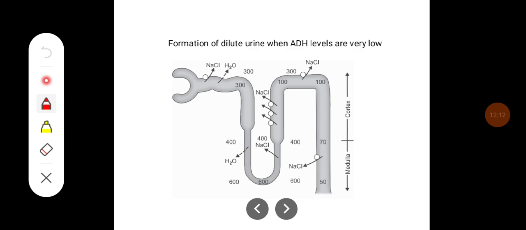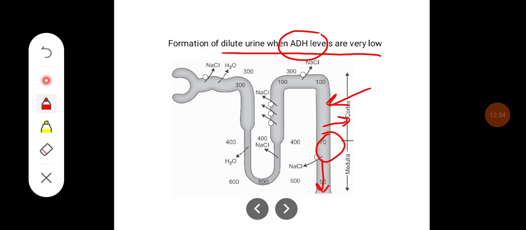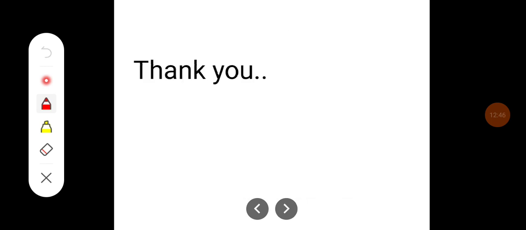And this diagram shows the formation of dilute urine when ADH levels are very low. So ADH is mainly going to act on the collecting duct, and in the absence of ADH, the water is not going to be reabsorbed back. So the excess amount of water is going to be excreted, and it is going to form a large amount of dilute urine, and that is how ADH controls the amount of urine or osmolality of the urine. Thank you.